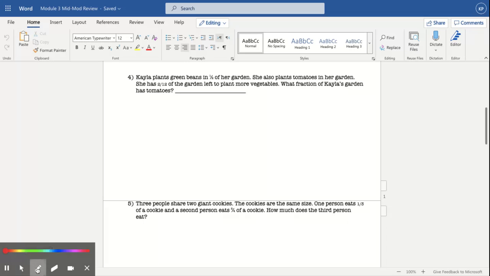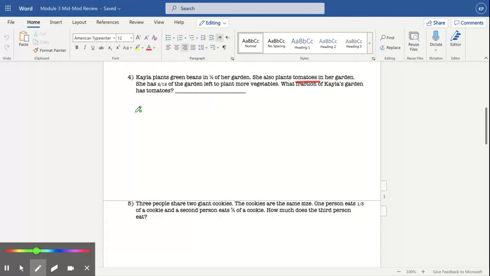It says that Kayla plants green beans in half her garden. She also plants tomatoes in her garden, but we don't know how many, so we think that's what we're solving for. She has 2/12 of the garden left to plant more vegetables. So what fraction of Kayla's garden has tomatoes?